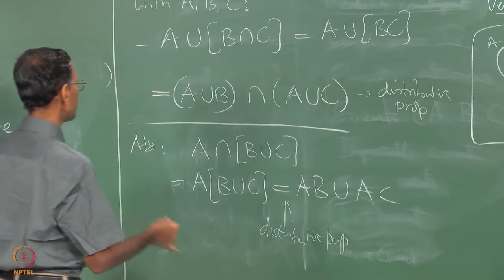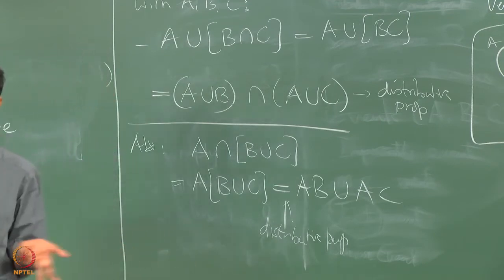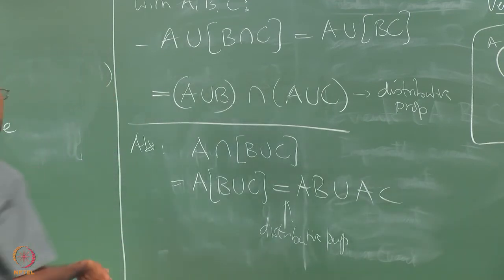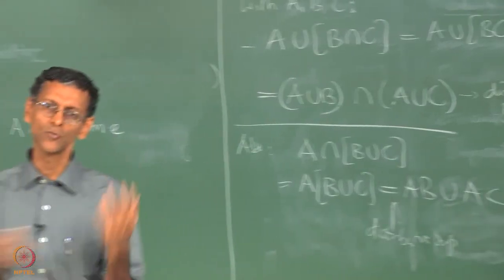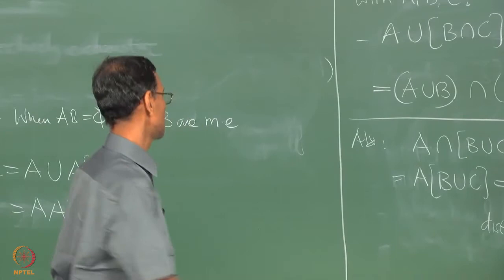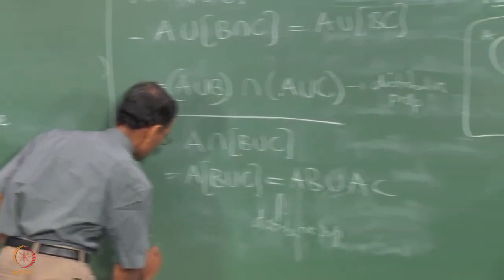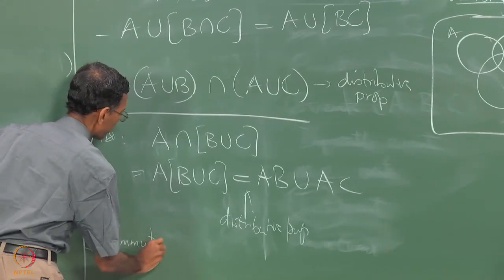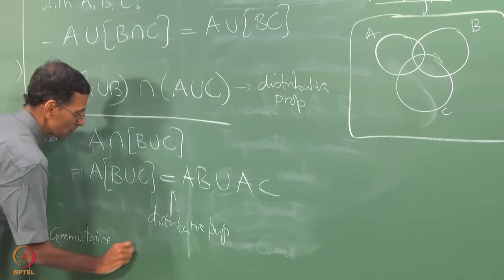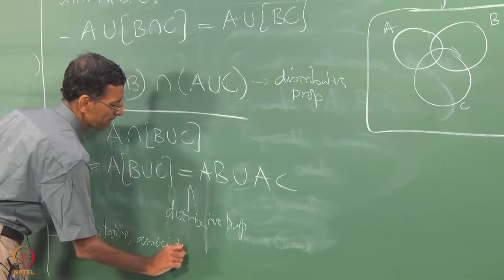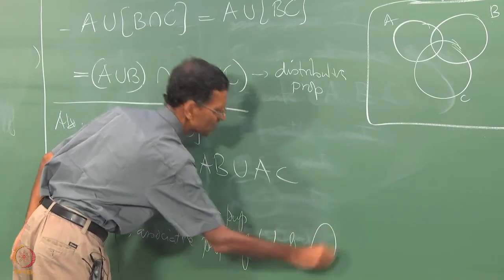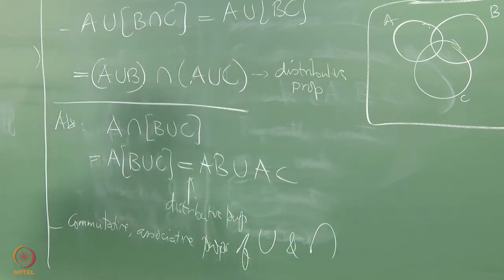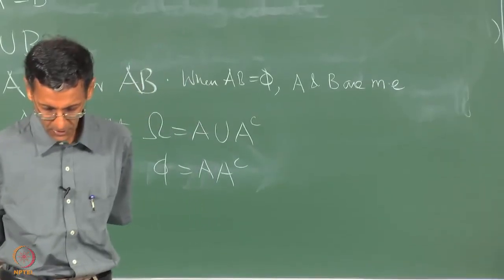Then of course you have the commutative and associative properties of union and intersection. I am not going to go into those in detail. A union B is always equal to B union A, and for A union B union C, you can do the union in whichever order. So let me just simply say commutative and associative properties of union and intersection. This is something I do not even want to say in any more detail than this.